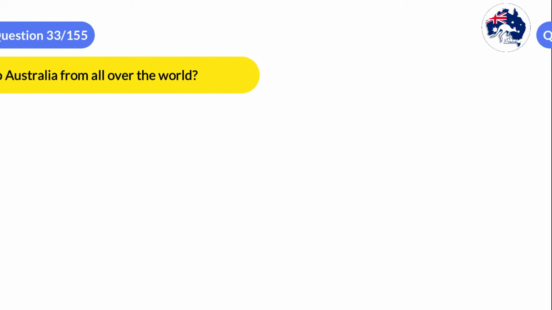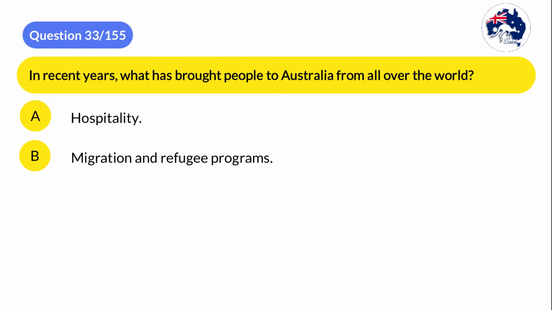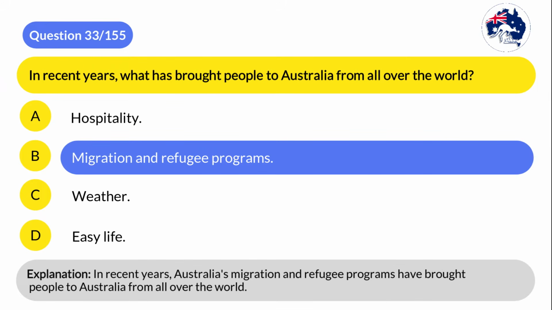Question 33. In recent years, what has brought people to Australia from all over the world? A. Hospitality. B. Migration and refugee programs. C. Weather. D. Easy life. The correct answer is B. Migration and refugee programs. Explanation: in recent years, Australia's migration and refugee programs have brought people to Australia from all over the world.